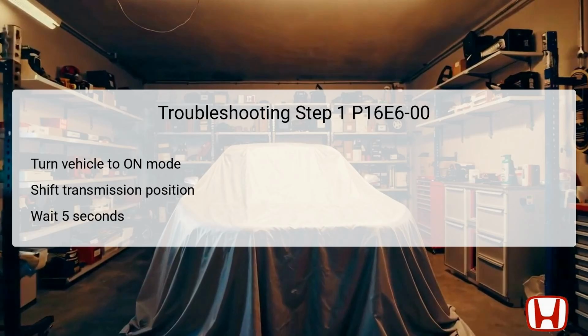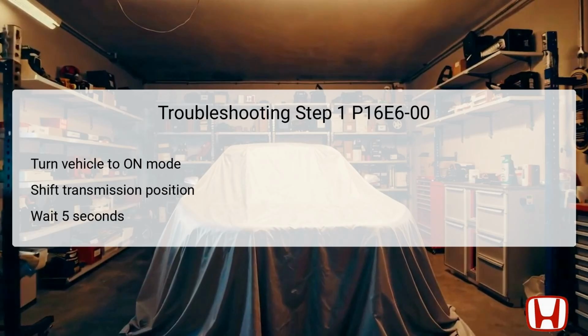In the first troubleshooting step for the DTC P16E6-00, begin by turning the vehicle to the on mode. This allows the PCM to power up and monitor all signals from the various components. Next, shift the transmission to a position other than park or neutral. Doing so will send a clear signal to the PCM regarding the current gear selection. It is essential to wait at least 5 seconds for the system to register the change in position.